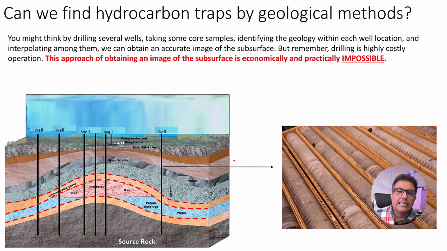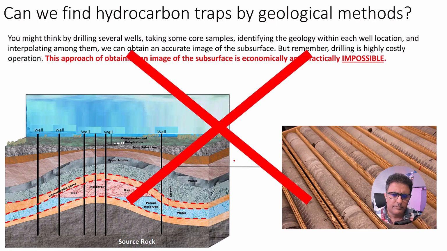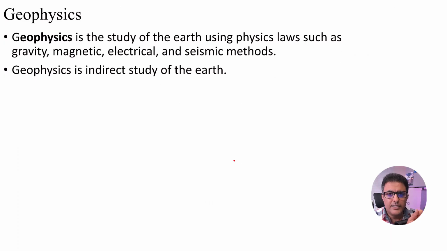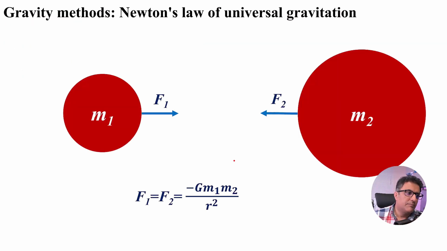And sometimes we are not allowed to drill a well. So assume that in some area, this is a private property and the owner doesn't allow us to drill. That's the reason why we should use geophysical methods, as geophysics is indirect observation of subsurface, and we use physical laws in order to explore subsurface. Just let me give you an example.